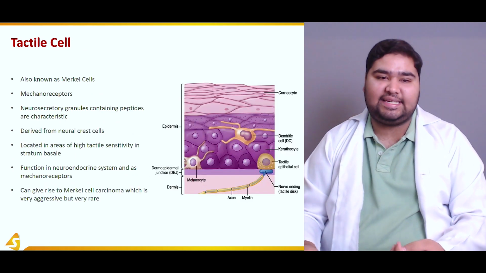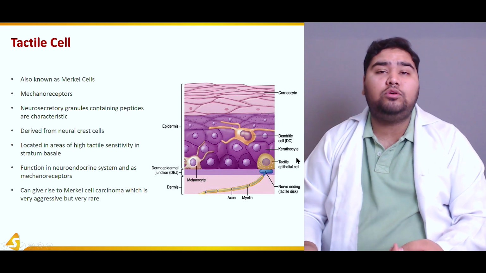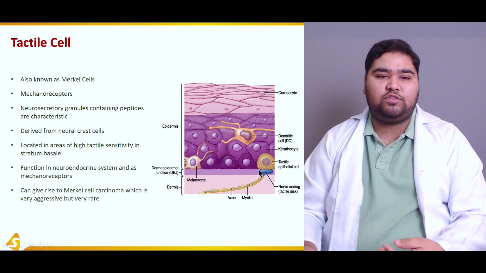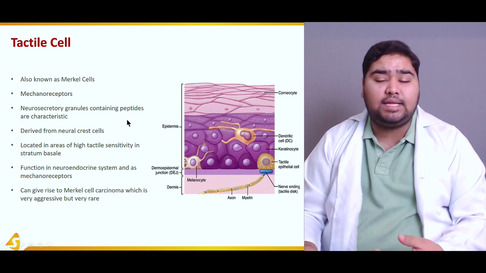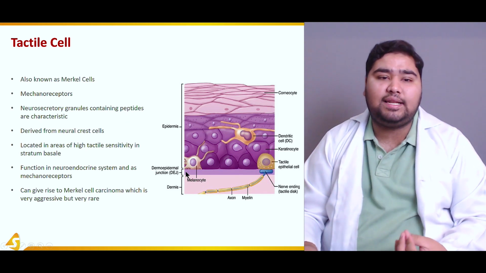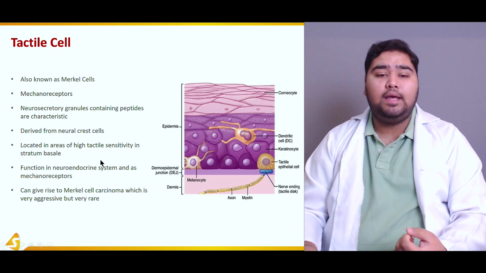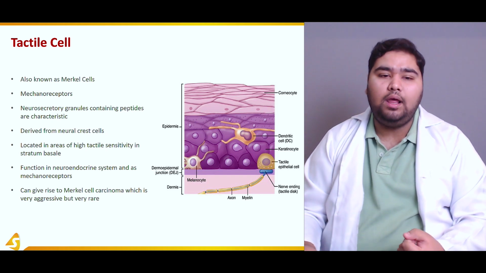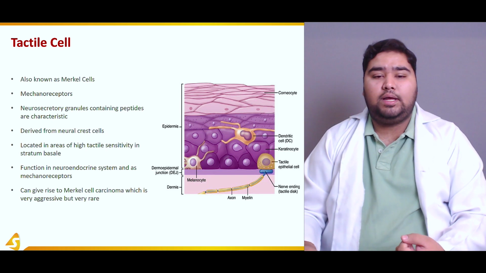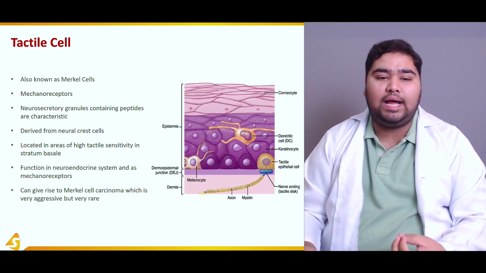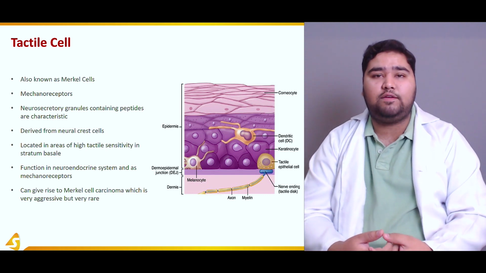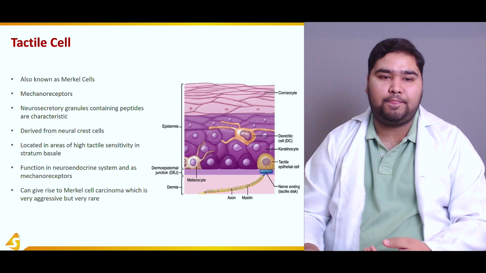Moving on, we have the tactile cells. Tactile cells are also known as the Merkel cells. They are mechanoreceptors, as it is very evident from the name. They contain neurosecretory granules which contain peptides, and these neurosecretory granules are characteristics of tactile or Merkel cells. They are located in areas of high tactile sensitivity in the stratum basale. They derive from the neural crest. Their function is in neuroendocrine system and as mechanoreceptors. They can give rise to Merkel cell carcinoma, which is very aggressive, but fortunately it is rare.